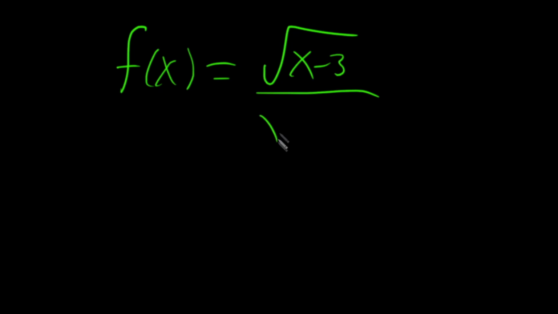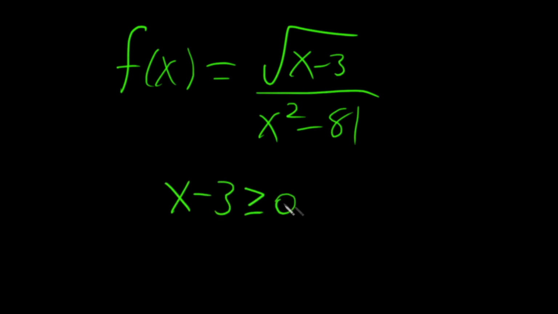Here's another good example to look at. f of x is equal to the square root of x minus 3 over x squared minus 81. This time, the numerator does have a limitation since we're using the square root function. So x minus 3 must be greater than or equal to 0 because we're still allowed 0 in the numerator. So that means x must be greater than or equal to 3 so far.